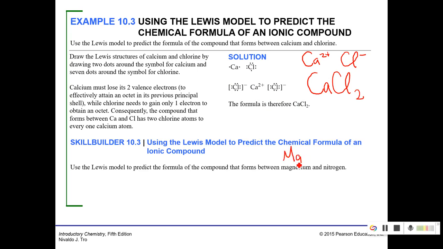Okay, let's do another one. We've got magnesium. We've got nitrogen. So the formula is Mg3N2.